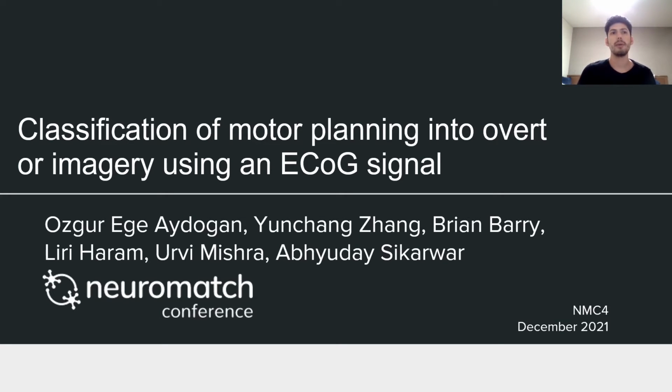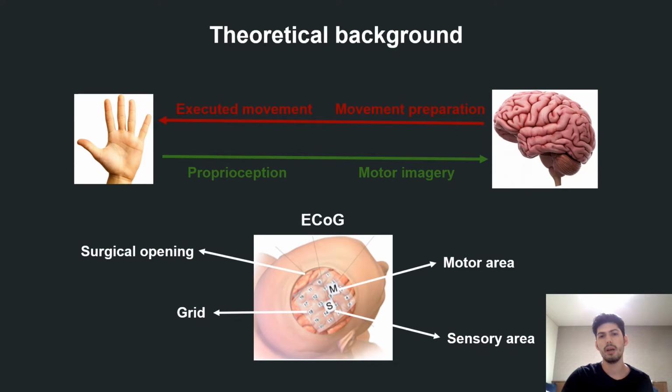Today I will talk about how to distinguish between real and imagined movements using brain signals. Overt factors such as our actual movement and proprioceptive input both notify and are informed by the covert processes of motor planning and movement preparation.